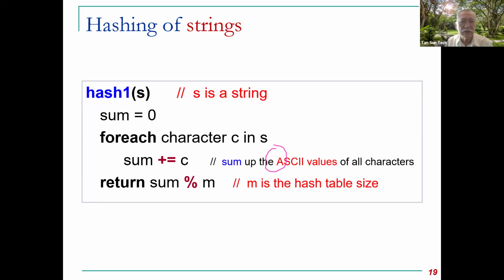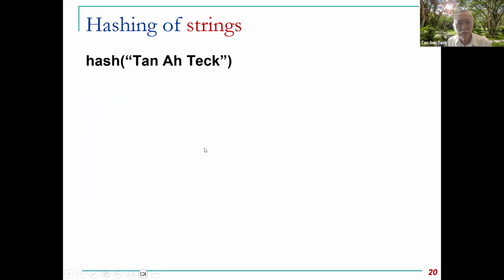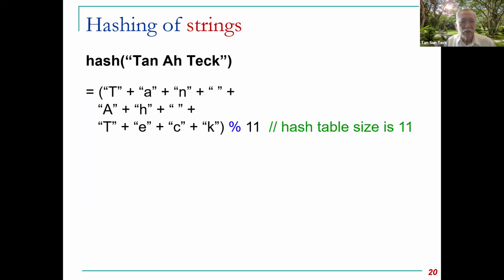One way, of course, is to simply take the ASCII value of every character inside this string and sum them up, and then return the sum mod the table size. This is a simple method, but we will see straight away that it's going to create a problem. For example, when you want to hash this name, Tan Santek, how do you do it?